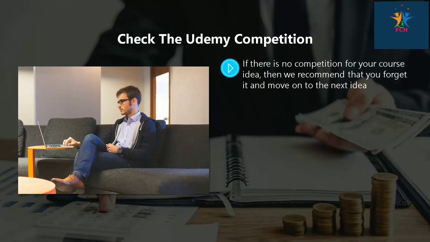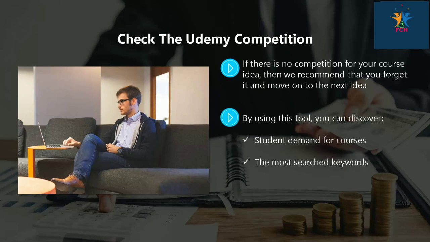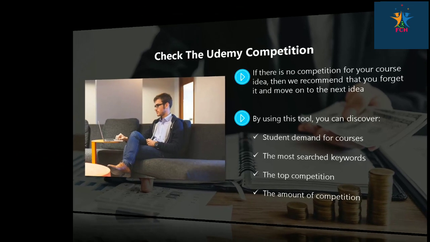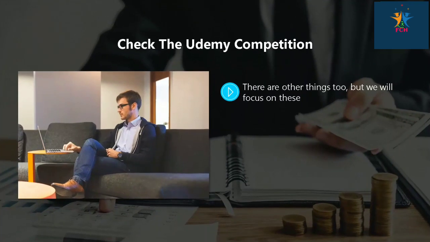There's a great tool you can use called Udemy Insights. By using this tool, you can discover student demand for courses, the most searched keywords, the top competition, the amount of competition. There are other things too, but we will focus on these. Simply by entering the term SEO, Udemy Insights revealed that the student demand was high and that there was already a large number of courses. It also provided details on the median monthly revenue and the top monthly revenue.